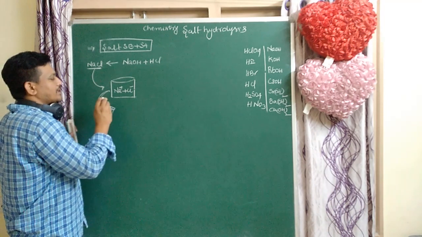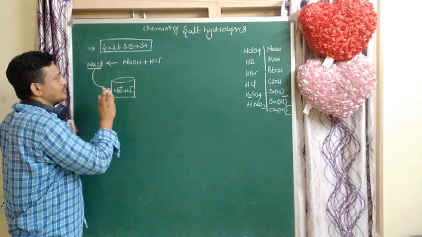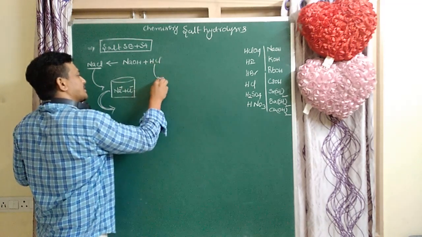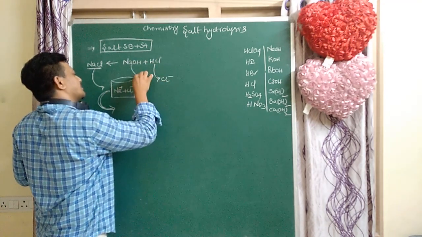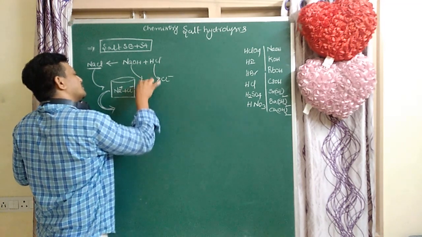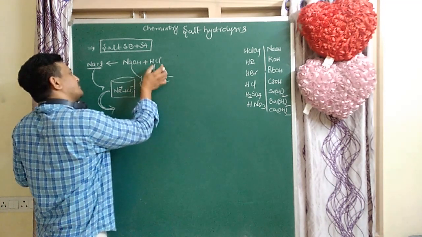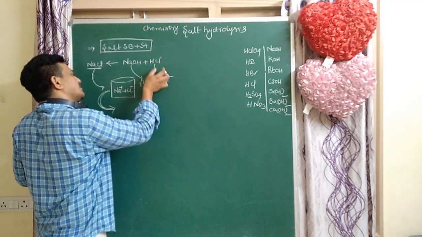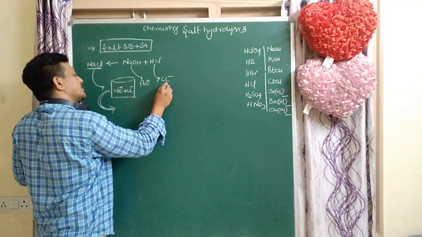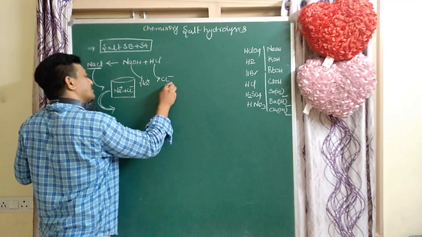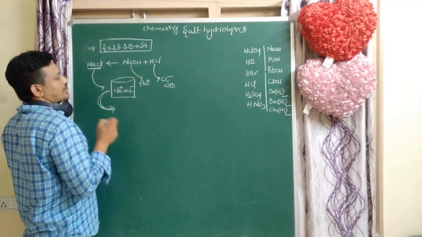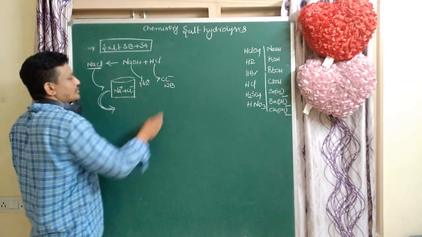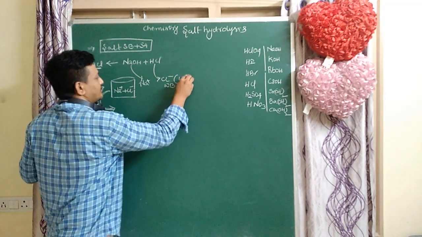Because these ions came from strong acid and strong base. This Cl minus came from HCl, and Na plus came from NaOH. So Cl minus is the conjugate base of HCl. This conjugate base is a weak base. Why? Because a conjugate base that came from a strong acid is very weak. So this is a weak anion.